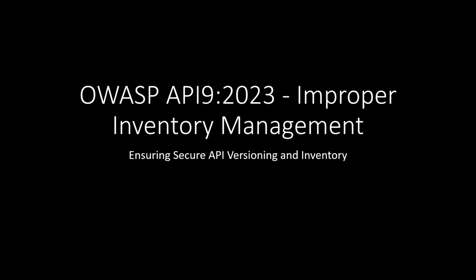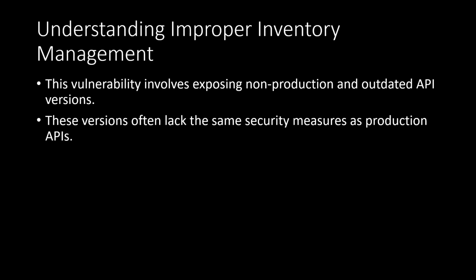Time to speak about improper inventory management, which is number 9 on the list. Today we will explore this vulnerability and discuss strategies to secure your API versioning and inventory. Improper inventory management refers to the exposure of non-production and outdated API versions. These versions often lack the rigorous security measures applied to production APIs, making them vulnerable to attacks.